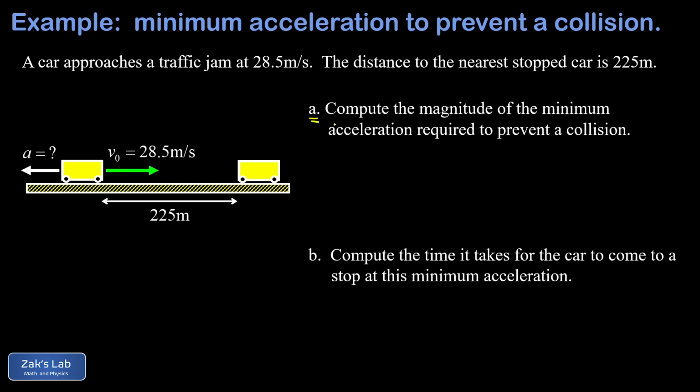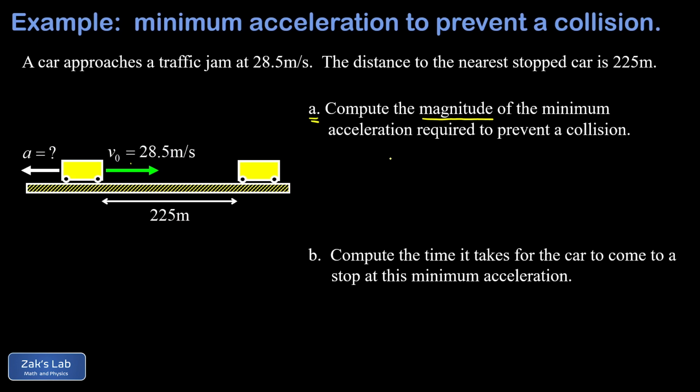Note that the way I asked the question was for the magnitude of the minimum acceleration required to prevent a collision. So we know that acceleration is going to point to the left if our velocity is to the right. That guarantees the car will be slowing down. So if we use the traditional coordinate system where rightward is positive, well, this means our acceleration is negative. And what I did in the question is really just say, I want to know how big it is. You don't have to put the minus sign on there.